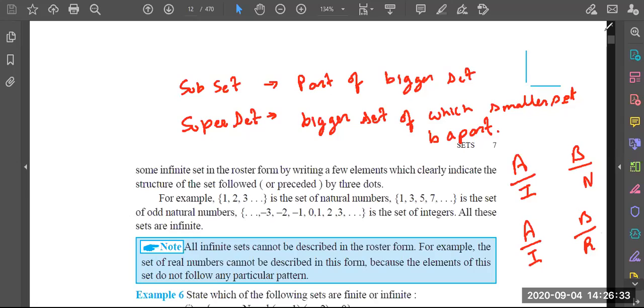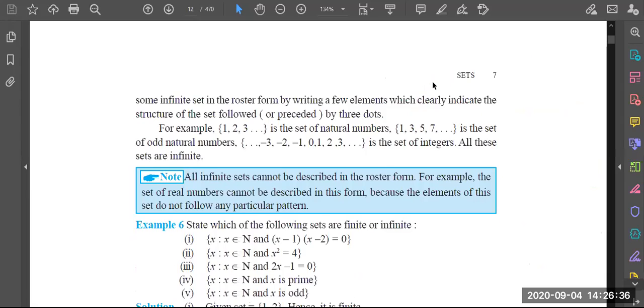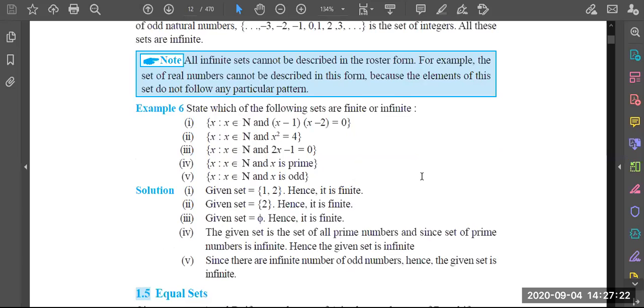Very good, right? So, we'll just try to solve this problem. Which of the following sets are finite or infinite? First, finite. Very good. Second also finite. Third, finite. Fourth, infinite. Fifth also infinite. Very good. Now equal sets.